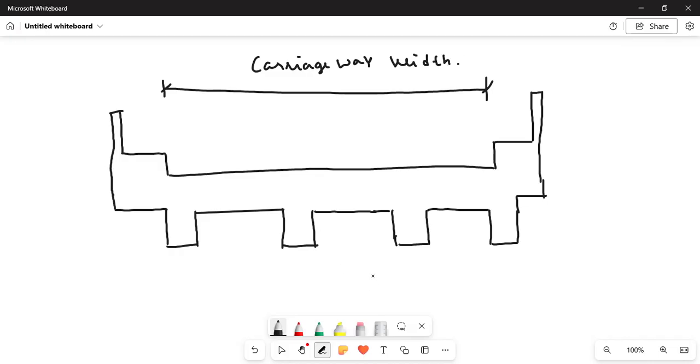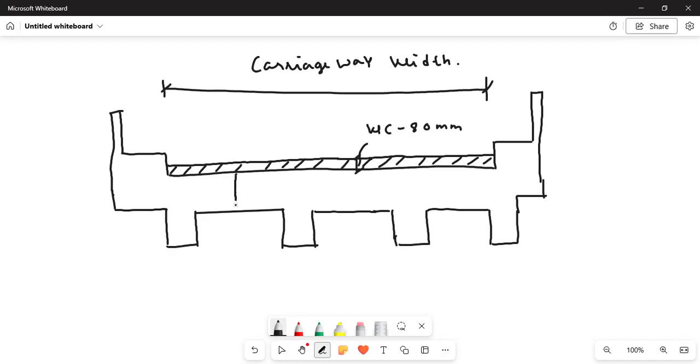You can call it carriageway or carriageway width. Both are same. Okay, so above this, you are providing wearing coat. The tar that you provide is known as wearing coat. It is of 80 mm or 100 mm. This is wearing coat, 80 mm wearing coat.